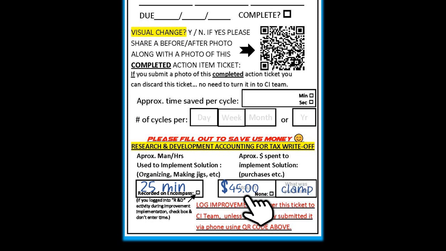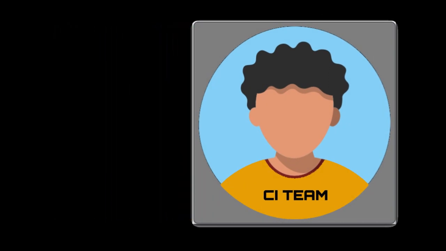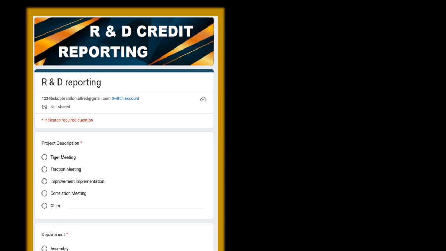Great, now to log the action item ticket, you simply scan the QR code, which will enable you to take a picture of the ticket and submit it without having to go anywhere. You can then discard the ticket, or you can choose to deliver the actual ticket to the CI team and they'll log it for you. If you want to report money spent on implementing a solution not using an action item ticket, you can use the R&D credit report. Again, the link is attached.